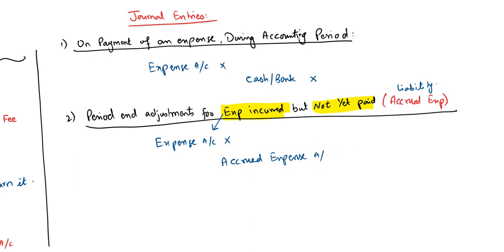Accrued expense account will be the credit. So this entry we will pass in case of accrued expense. So expense debit and accrued expense is our liability. So we will create our liability. Got it?